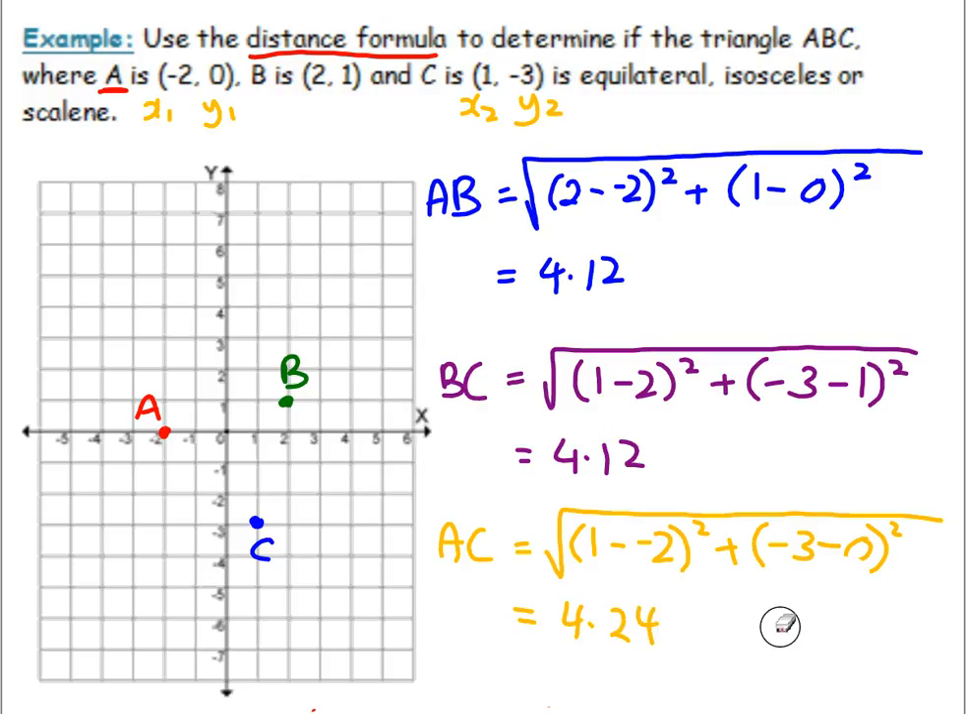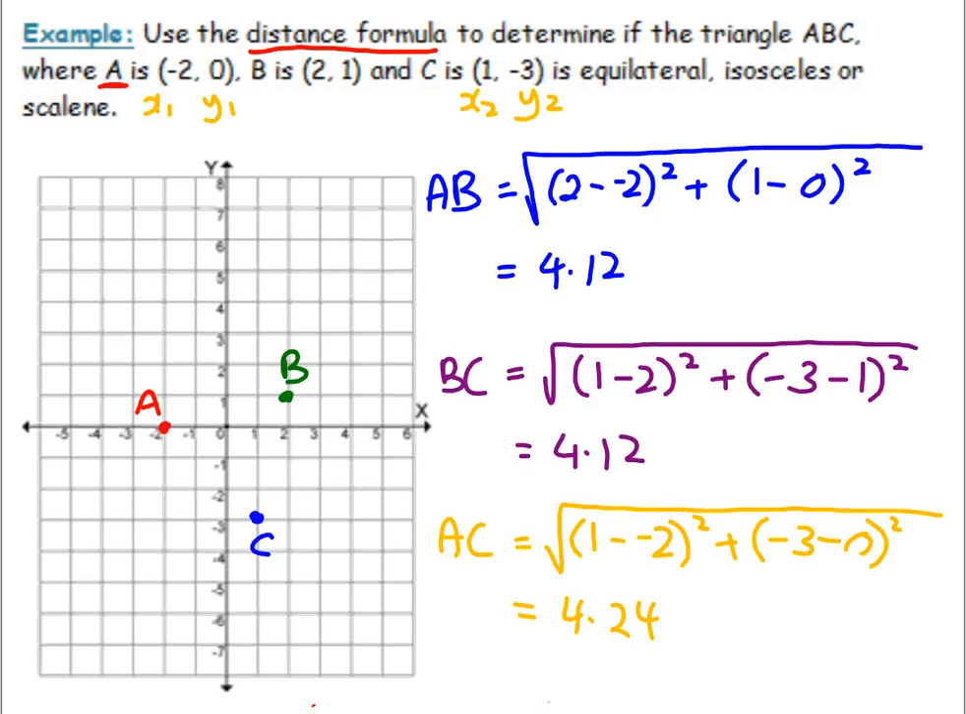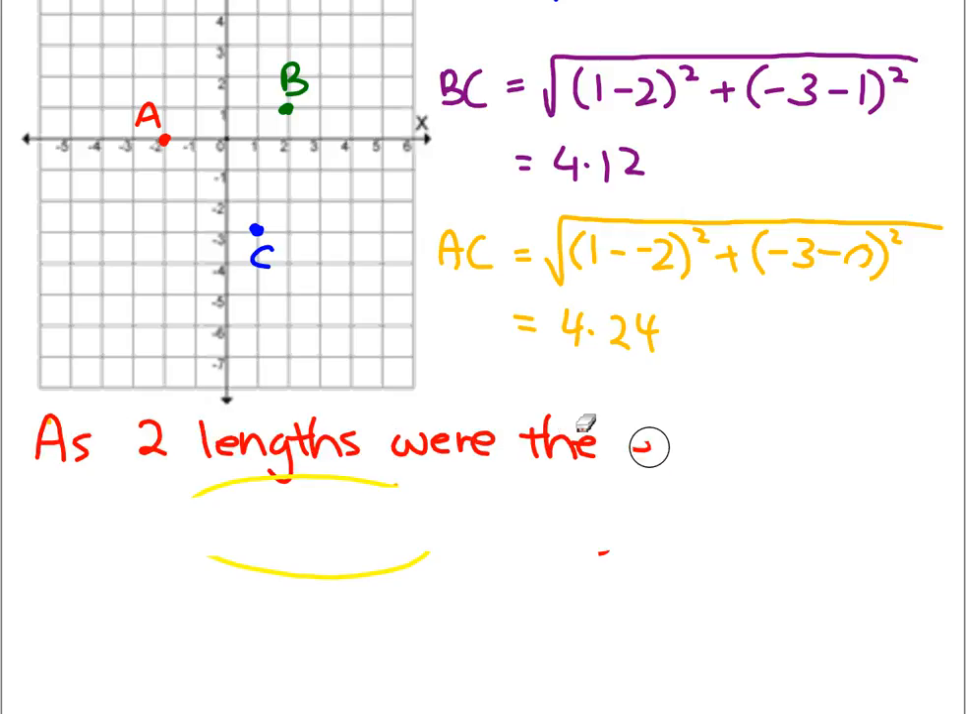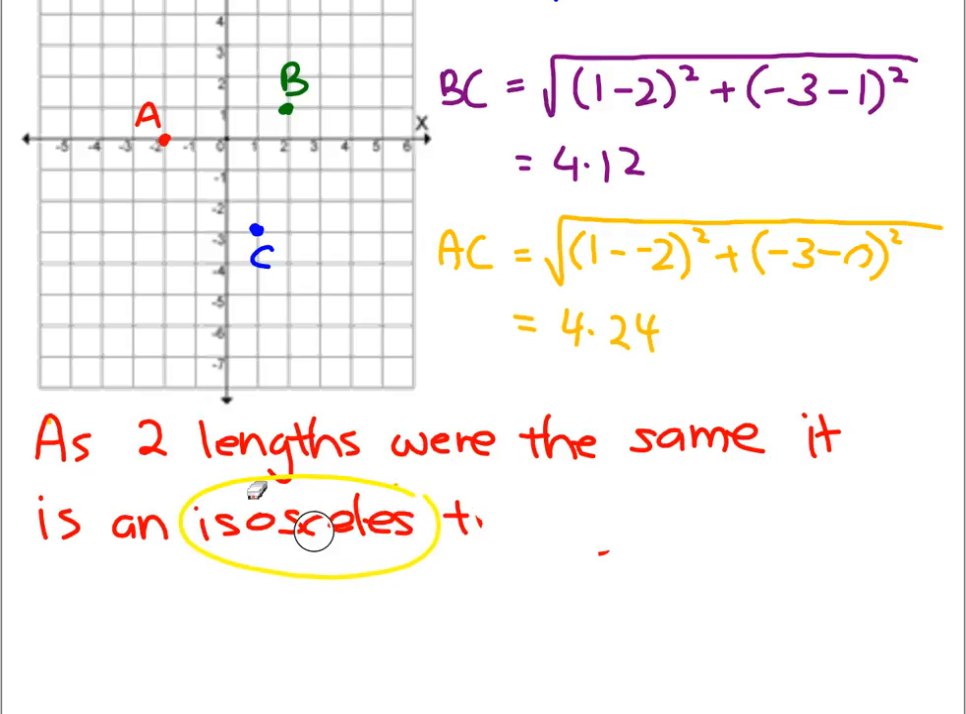So have a look. Is it isosceles? Is it equilateral? Yes, you're right. It is isosceles because only two lengths are the same. The other length is different. So write a little explanation, justification for your answer. So your working out is very important. You couldn't just say this and not have that working out. You wouldn't get any marks. So as two lengths were the same, it is an isosceles triangle. Remember how it's spelled. Fantastic. That was a bit of a trickier problem solving one. Okay.